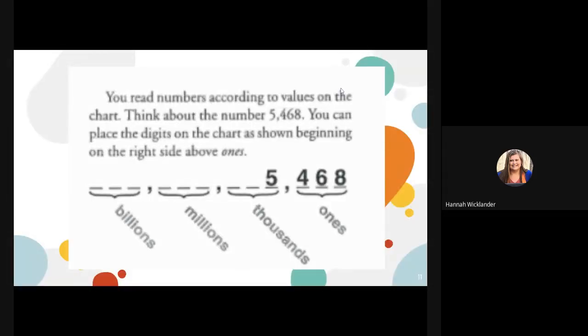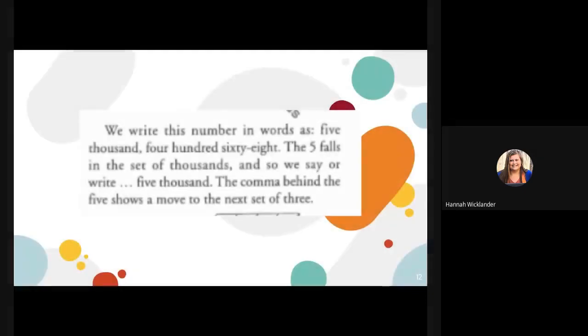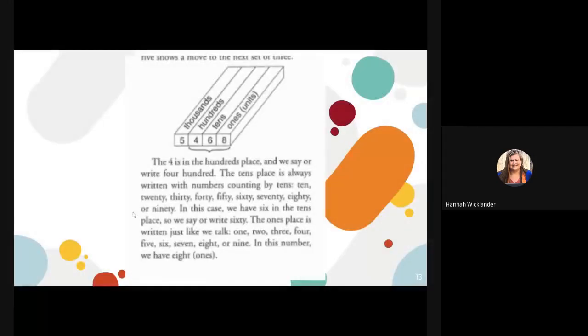All right, you read numbers according to values on the chart. Think about the number 5,468. You place the digits on the chart as shown, beginning on the right side above the ones. We write this number in words as follows. The 5 falls in the thousands, so we write 5,000. The comma behind the number moves us to the next set of 3. The 4 is in the hundreds place, so we write 400.